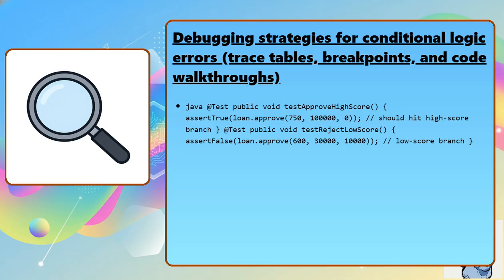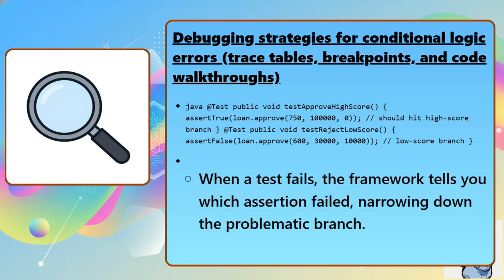@Test public void testRejectLowScore() { assertFalse(approve(600, 30000, 10000)); // low score branch } When a test fails, the framework tells you which assertion failed, narrowing down the problematic branch.